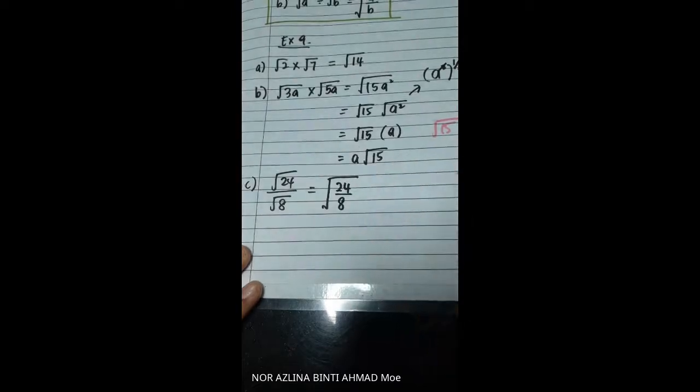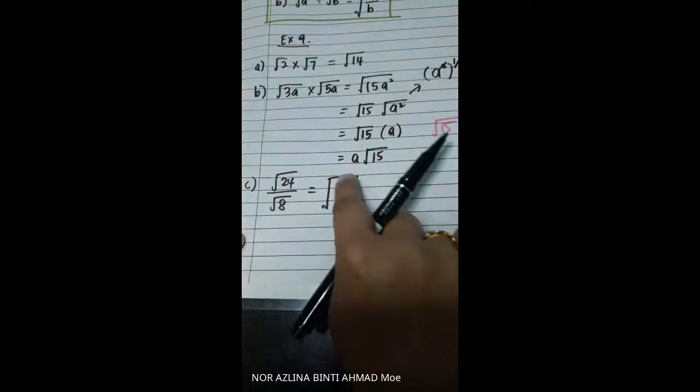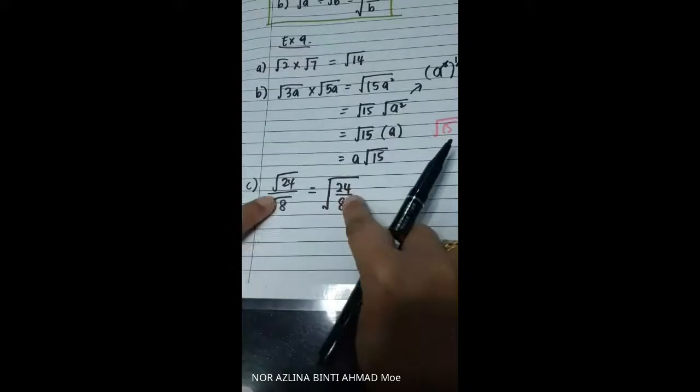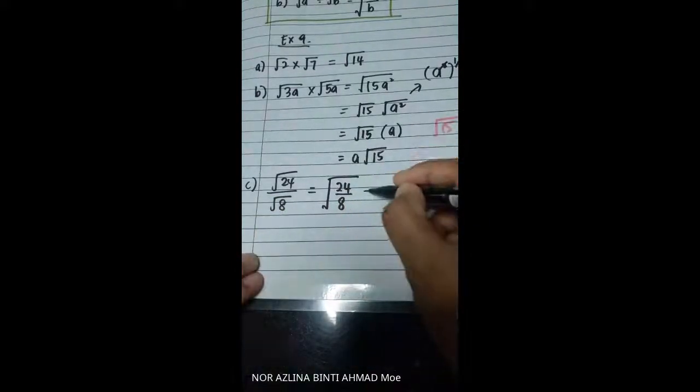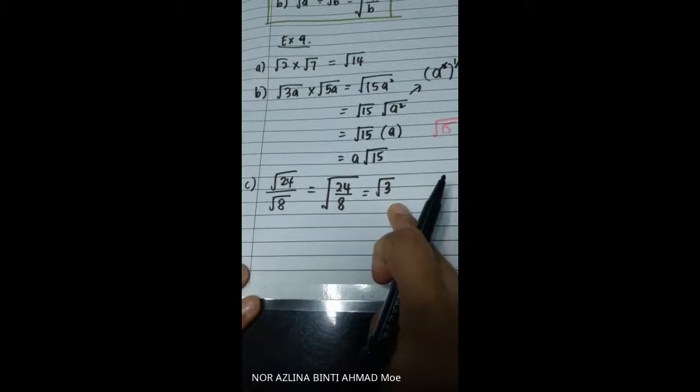24 over 8, because the roots are the same. So we can combine inside. Okay, we can combine the number 24 over 8. Why over? Because this is division. Now, square root 3. 24 divided by 8 is 3. Square root 3. So this is the answer as a single surd.